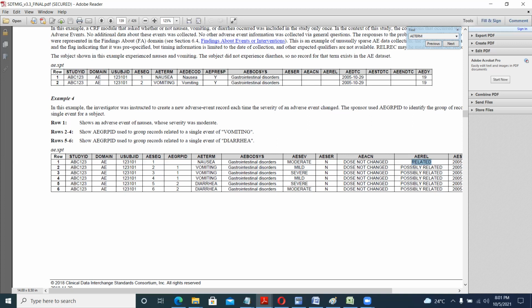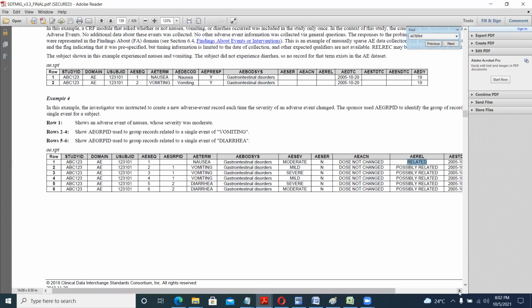So related means that we can understand very easily that due to the treatment only the subject has got the nausea. Possibly related also is the same thing. It's like related only. Not related, possibly related, definitely related, these are all names that come under related only. Not related means it's not related to the treatment. Due to the treatment, he did not get the adverse event. Due to some other reason, he got the adverse event. Possibly related means due to the treatment only, they got the nausea, vomiting, diarrhea, etc.